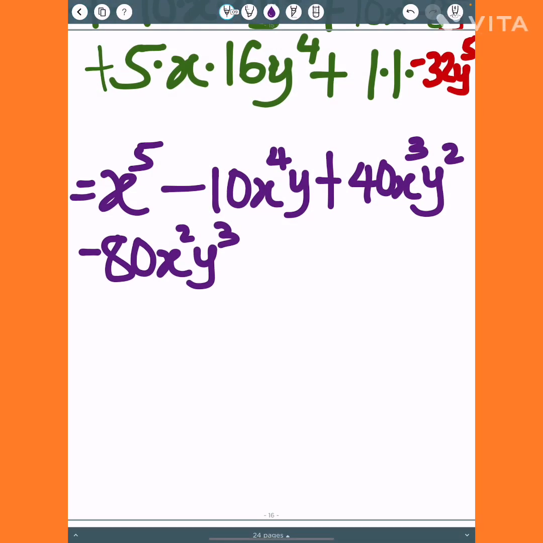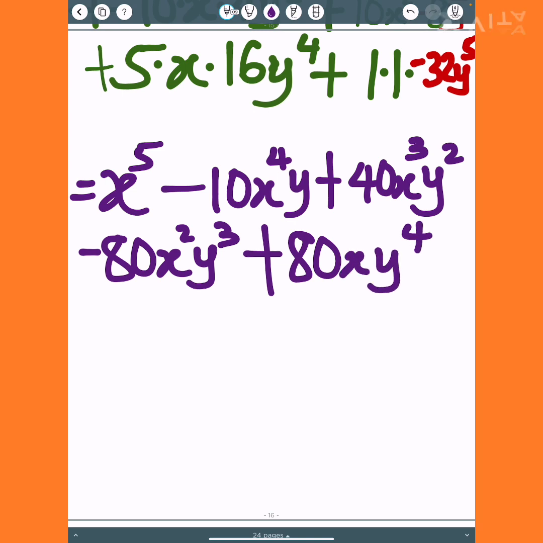Okay, the fifth term first on this page. My fifth term is plus 5 times plus 16, the constants. 5 times 16 is 80. And that's plus 80 x y raised to power 4. That's my fifth term. Then my last term, which is the sixth term, plus 1 times plus 1, that's plus 1.